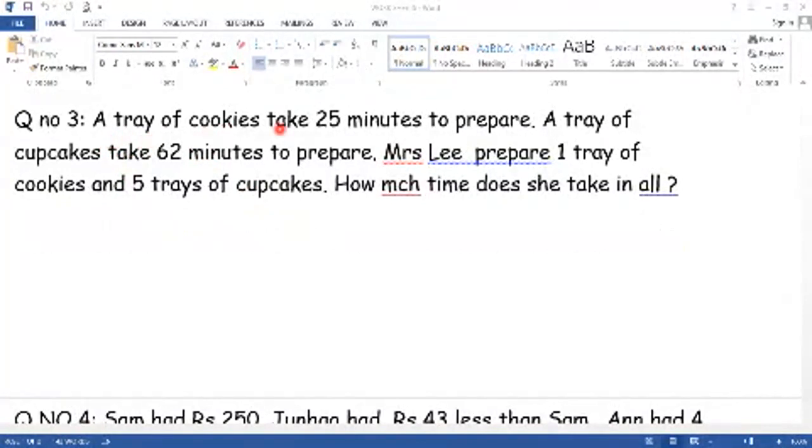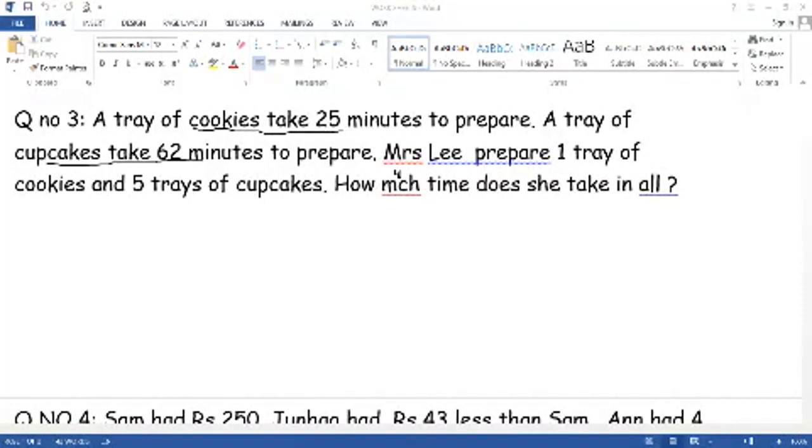A tray of cookies takes 25 minutes to prepare. Just translate this into your mind: cookies baking time is 25 minutes, simply. So you can underline cookies time 25 minutes. A tray of cupcakes takes 62 minutes. So underline cupcakes and 62 in your mind. I'm just telling you how to collect the data from the word problem. Mrs. Lee prepared one tray of cookies and five trays of cupcakes. How much time does she take in all? So they are asking what is the total time that she takes to bake all these things.